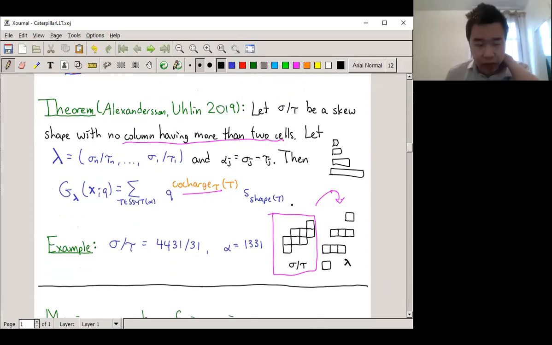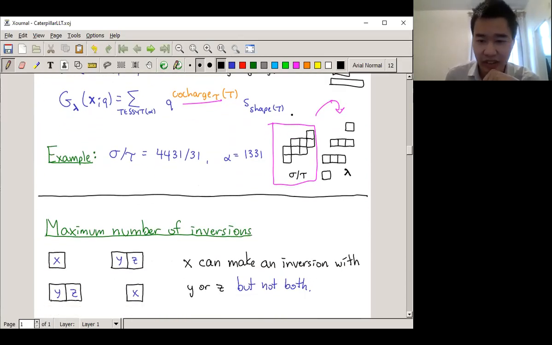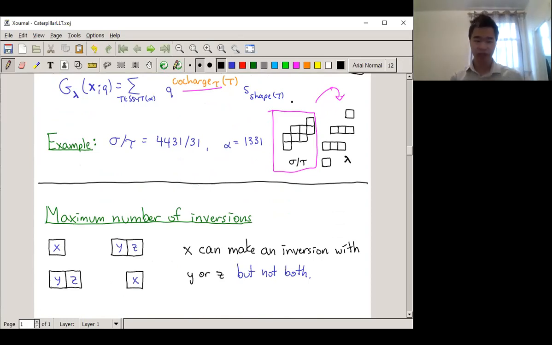So yeah, maybe I'll start telling you about how I approached this problem. So I guess last year I was just happy to read the definition and play around. And one of the first things I realized is that if I have some cell X and some other row, then X makes at most one inversion with the cells in this row. So in either of these configurations that I've drawn here, the cell X can make an inversion with Y or Z, but not with both of them.